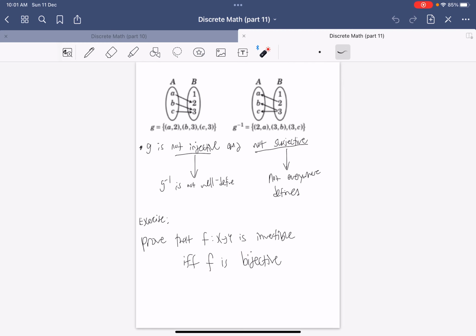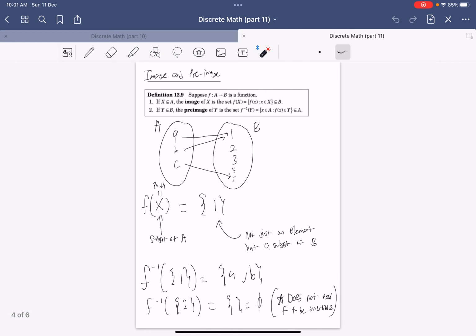It is also proven in the book, so you can refer to that for the answer on the proof. But I hope that this picture gives you a better understanding of why you must be both injective and surjective for an inverse function to exist. Next, we'll be moving on to the last part about functions, where I'll talk about the image and preimage.